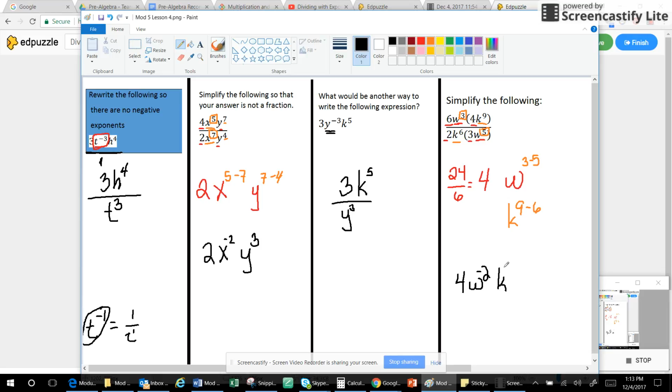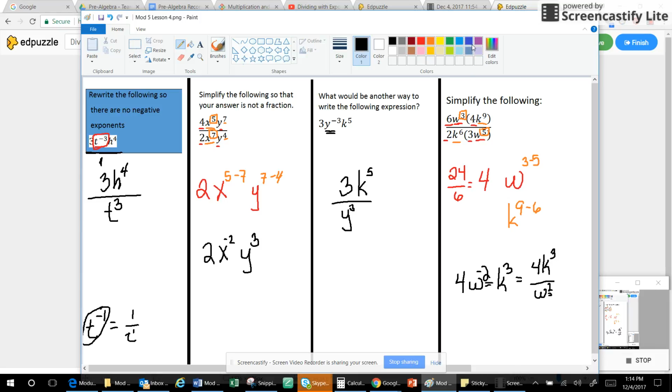So that's one possible answer. You could have also wound up with 4k to the third divided by w squared. So you could have rewritten it one of these two ways, with either the w having the negative exponent, or the bottom putting it as the denominator of the fraction, making that 2 positive.